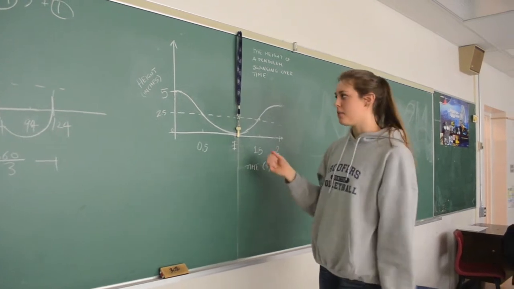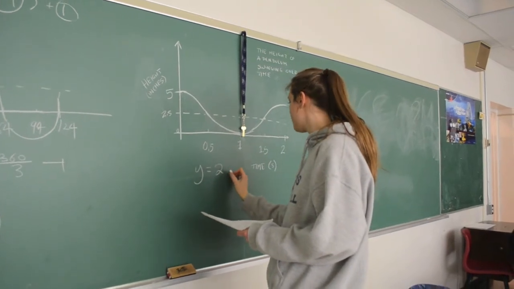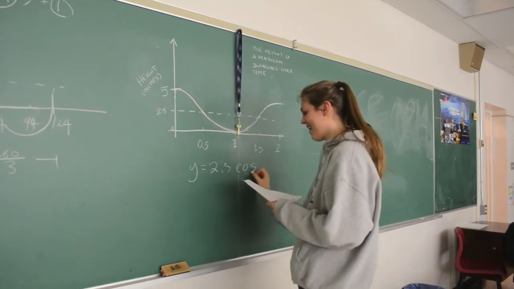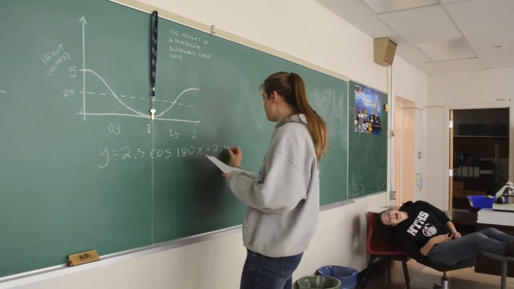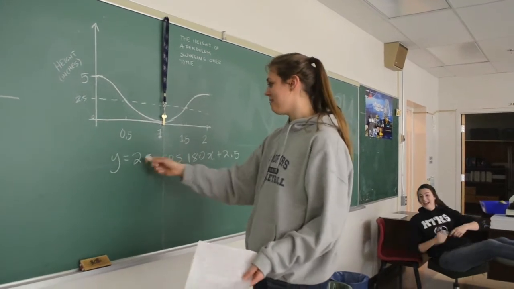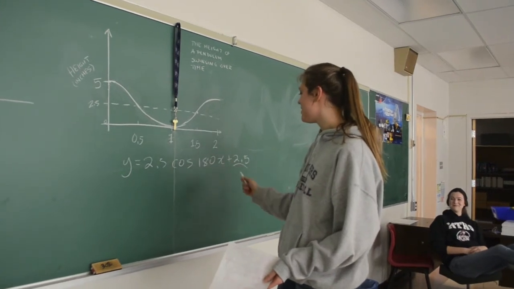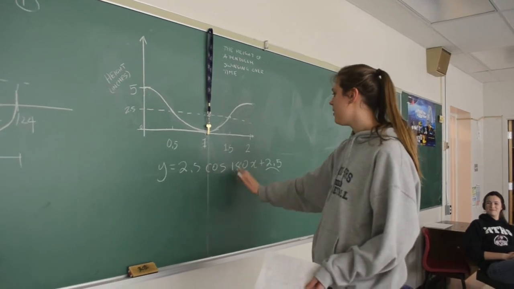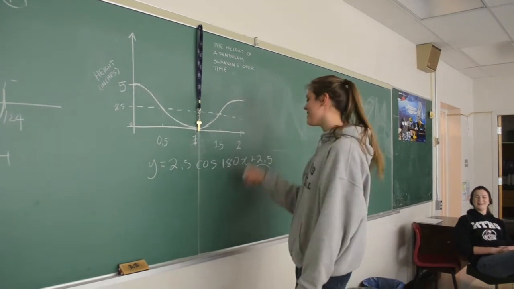So the equation that we were able to derive from the movement of our pendulum was a cos graph. As you can see, our amplitude was 2.5, as well as the location of our sinusoidal axis. And because it only took 2 seconds, our wavelength is 2.